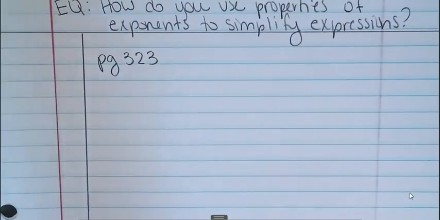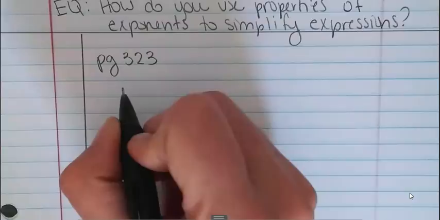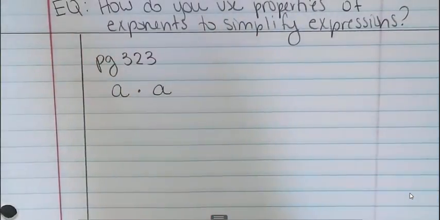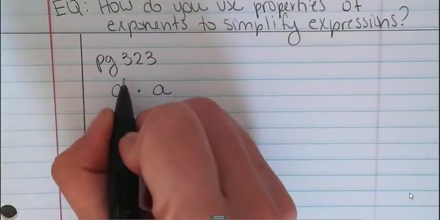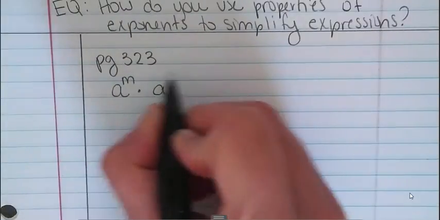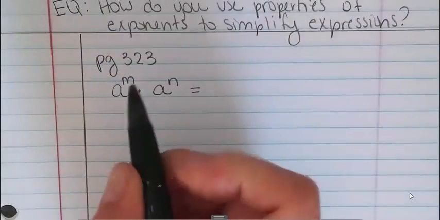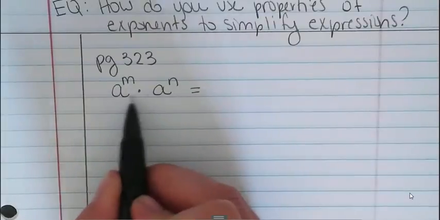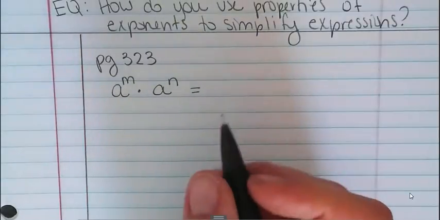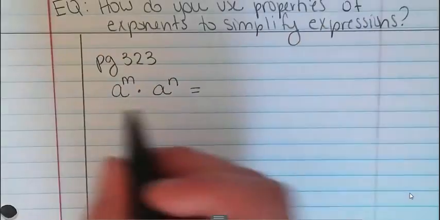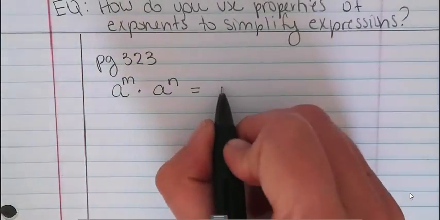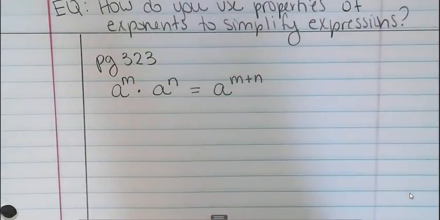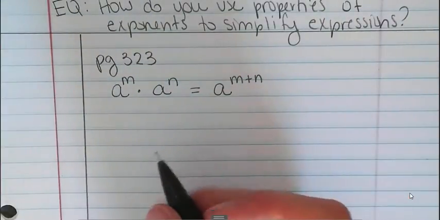Okay, so starting with our first property, you basically have like bases. So two numbers with like bases, like A and A, being multiplied together, and they have different exponents. So basically what you're doing here is multiplying like bases with exponents. And when you multiply like bases and they have different exponents, or even the same exponent, you basically add those exponents together. So this would be the same as A to the m plus n.